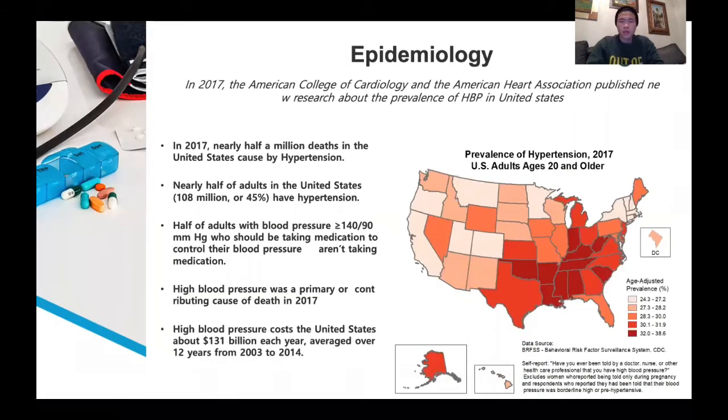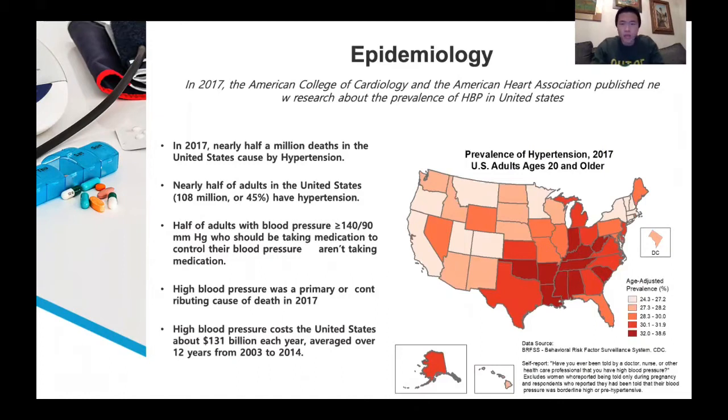Okay, guys, so now we're talking about the epidemiology, or the prevalence, or how this disease spreads. Here we took an example of the prevalence of hypertension in the United States. So in 2017, the American College of Cardiology and also the American Heart Association, or AHA, published new research about the prevalence of high blood pressure or hypertension in the United States.